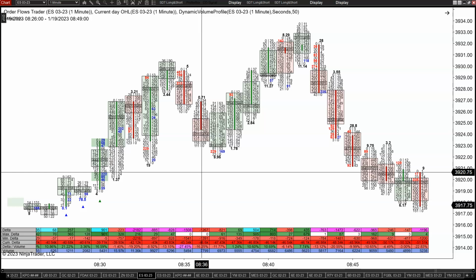But what I like to look for is value areas that are abandoned, that are not traded back into in the next bar. Okay, because I'm going to look at these as support or resistance. Support if it's coming on an up bar on an up move, or resistance if it's coming in on a red bar on a down move.